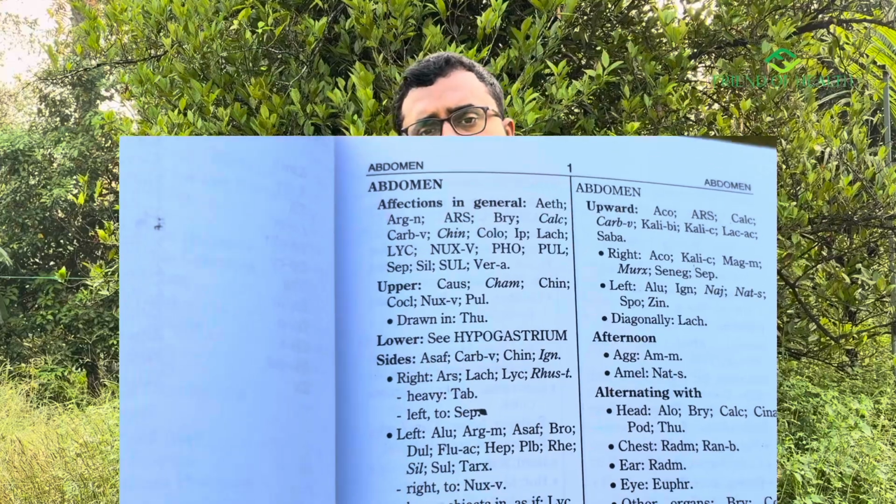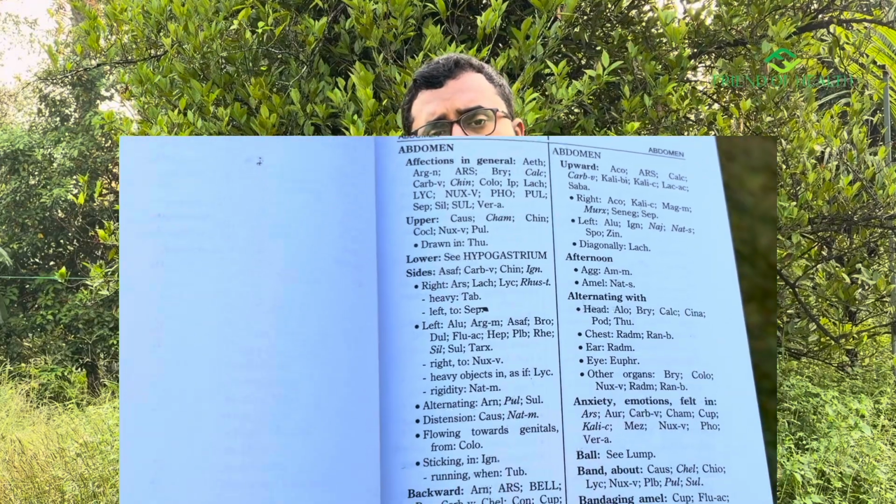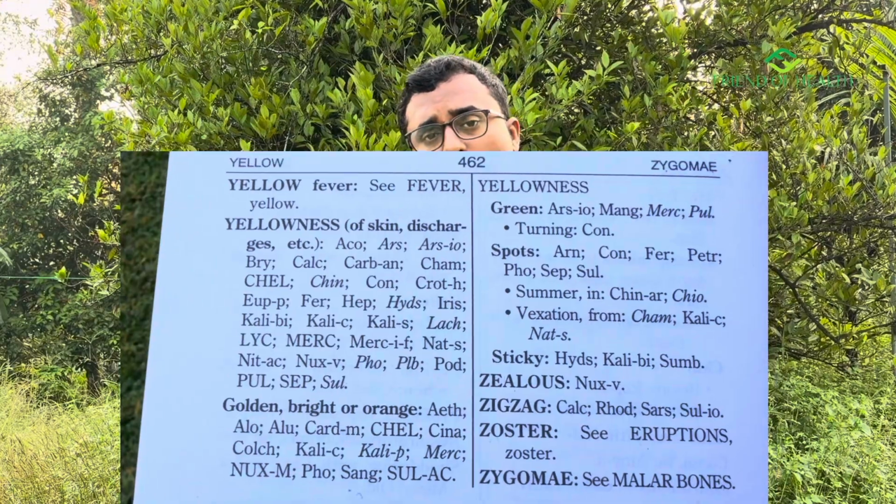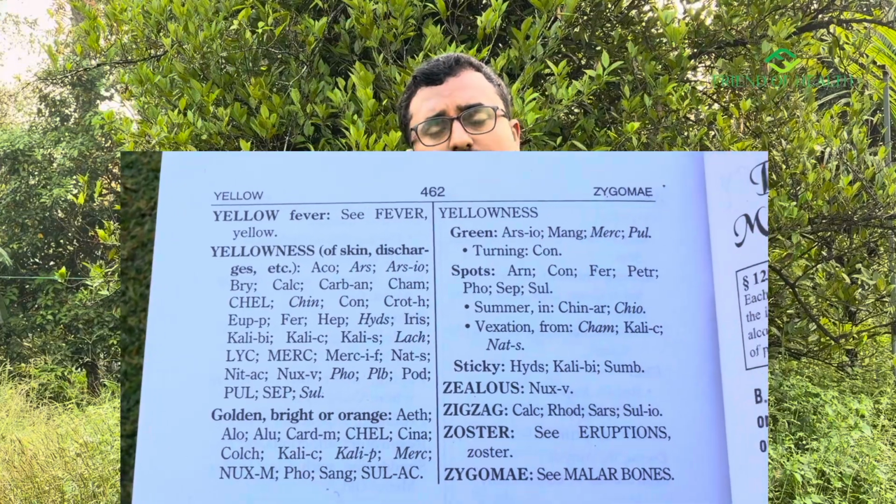As the name suggests, it is an alphabetically arranged repertory, starting from abdomen in general till the zygoma. So that is the construction of this repertory.